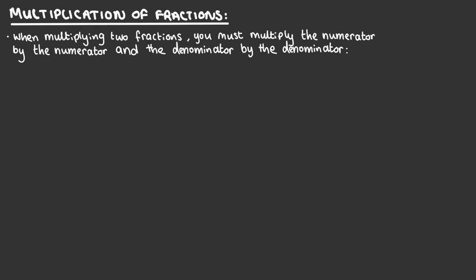Multiplication of two fractions is slightly easier. So for this, all you have to do is take the numerator of one fraction and multiply it by the numerator of the other, and do the same with the denominator. Here's an example. Recall that in the previous video, I said that 2 brackets beside each other means multiplication.